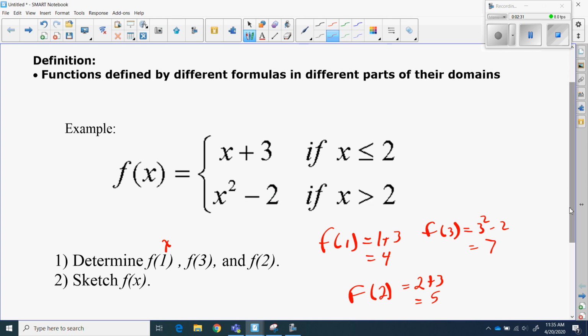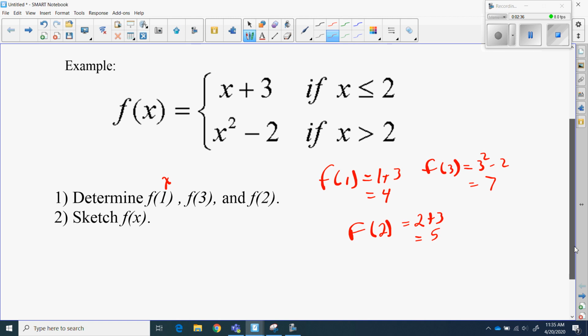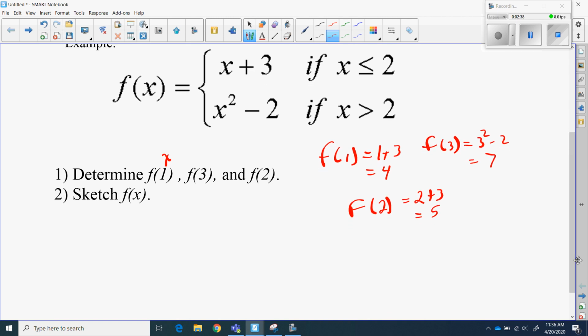Now, the next part is taking this piecewise function and drawing a sketch of it. And we did do that also in Pre-Calc 12a. So we'll just quickly refresh your memory on how to do this. First thing you have to do is draw 2 graphs on the same axis. f of x is the same thing as y equals. So I'm going to graph y equals x plus 3, and I'm also going to graph y equals x squared minus 2. And then I'm just going to put them both on the same grid.